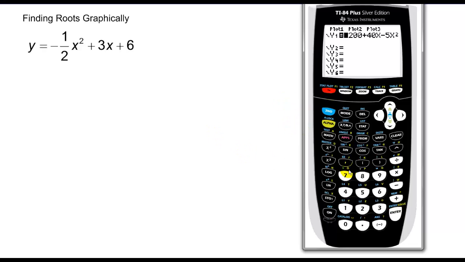And we're going to go to y equals, plug in negative. Now when I use fractions, I want to put the whole fraction in parentheses. So 1/2 x squared plus 3x plus 6. Let's just go ahead and graph that in our standard window. So I'll go zoom 6 and have it graph. And there we go. I've got this on the calculator.